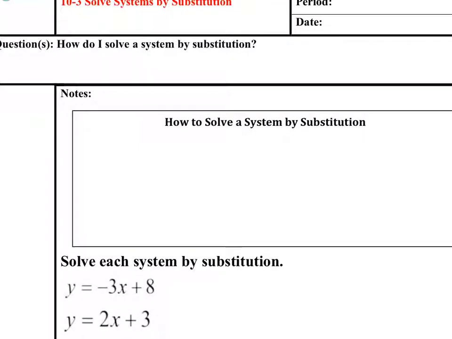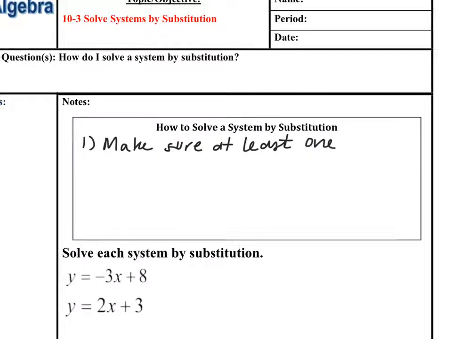By substitution. First thing that you're going to do is make sure at least one equation is solved for x or y.